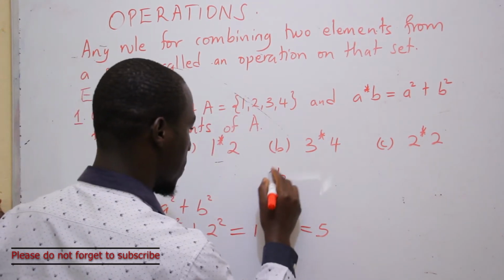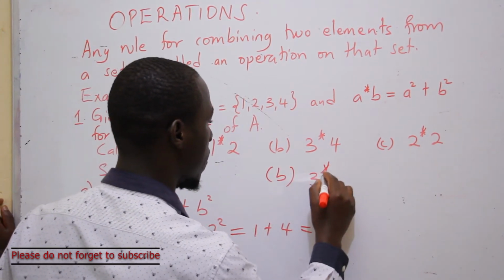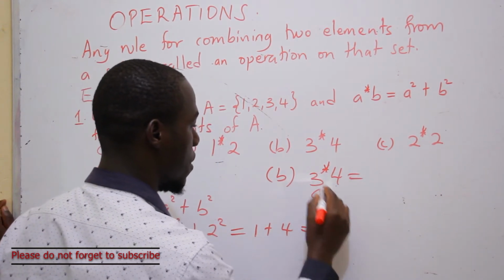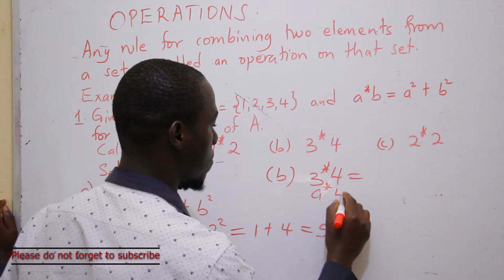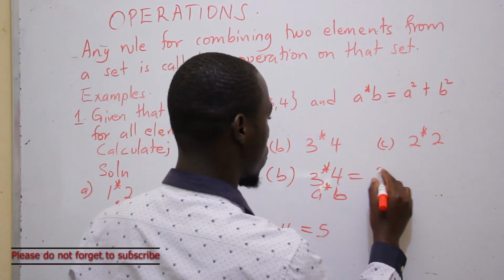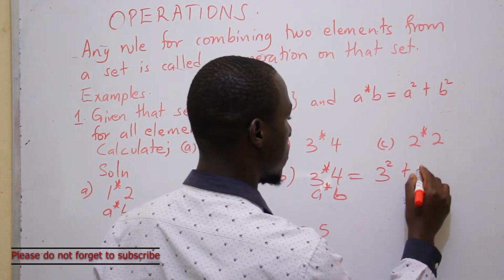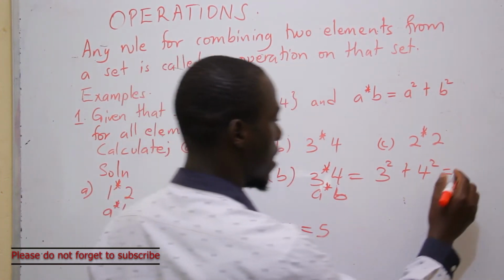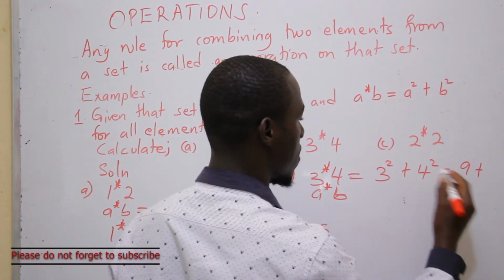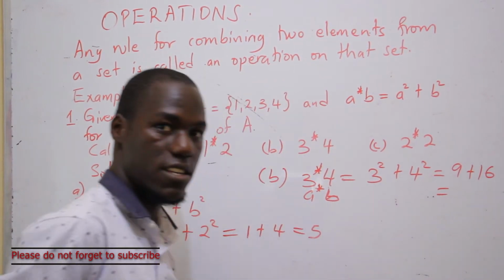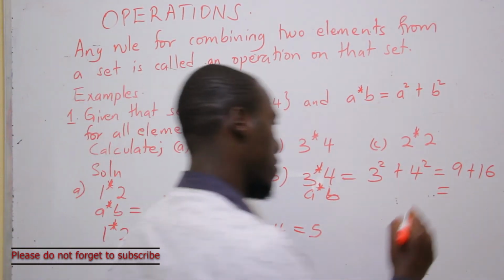Part B, 3 star 4. The A is taking up the 3 and the B is being taken up by the 4. So this is going to be equal to 3 squared plus 4 squared. Squaring 3 is 9, squaring 4 is 16, and adding the two I get 25.